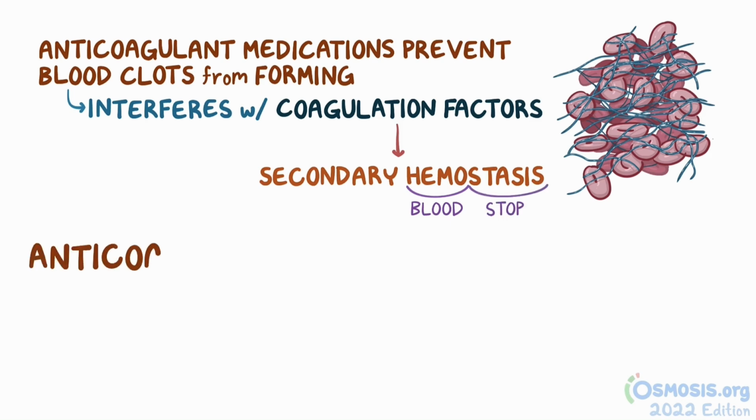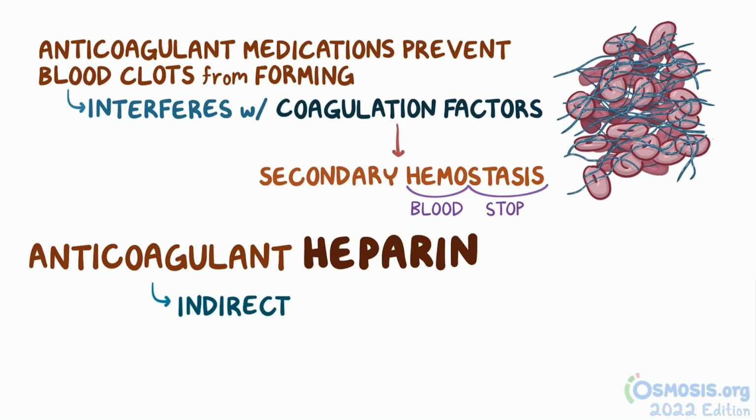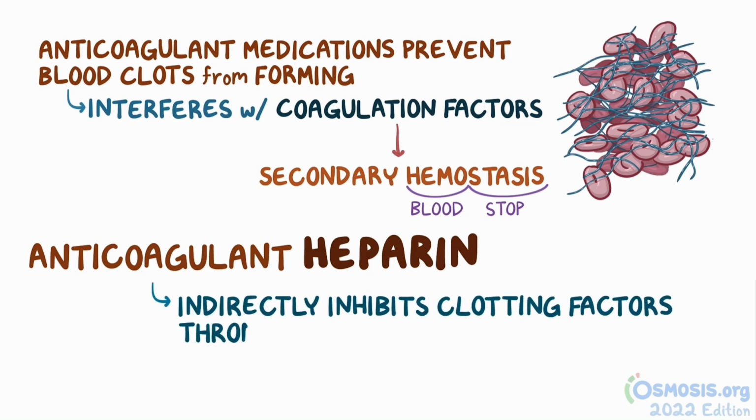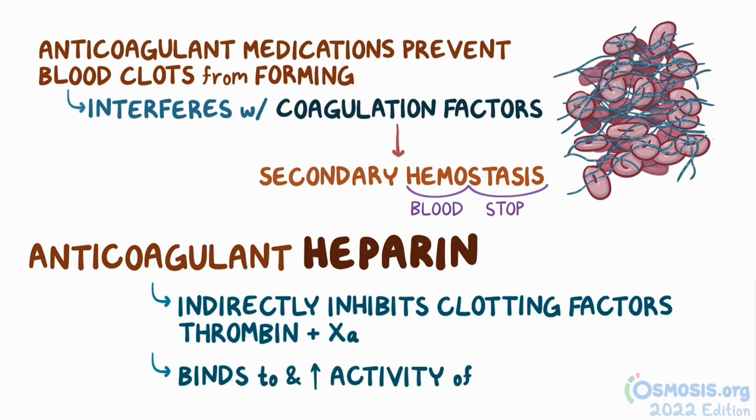In this video, we're going to focus on heparin, which works by indirectly inhibiting two clotting factors called thrombin and factor Xa, by binding to and enhancing the activity of an anticoagulant protein called antithrombin 3.